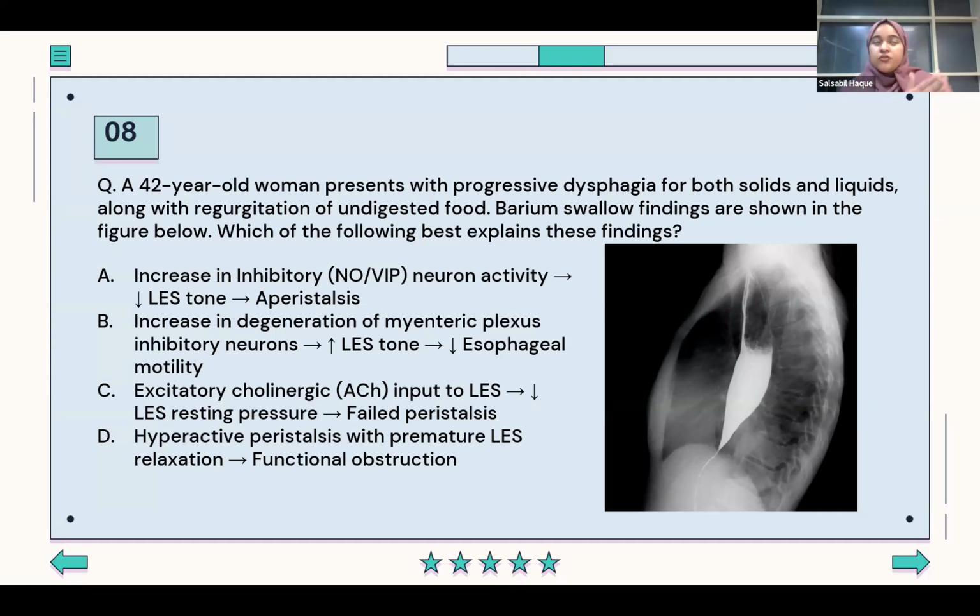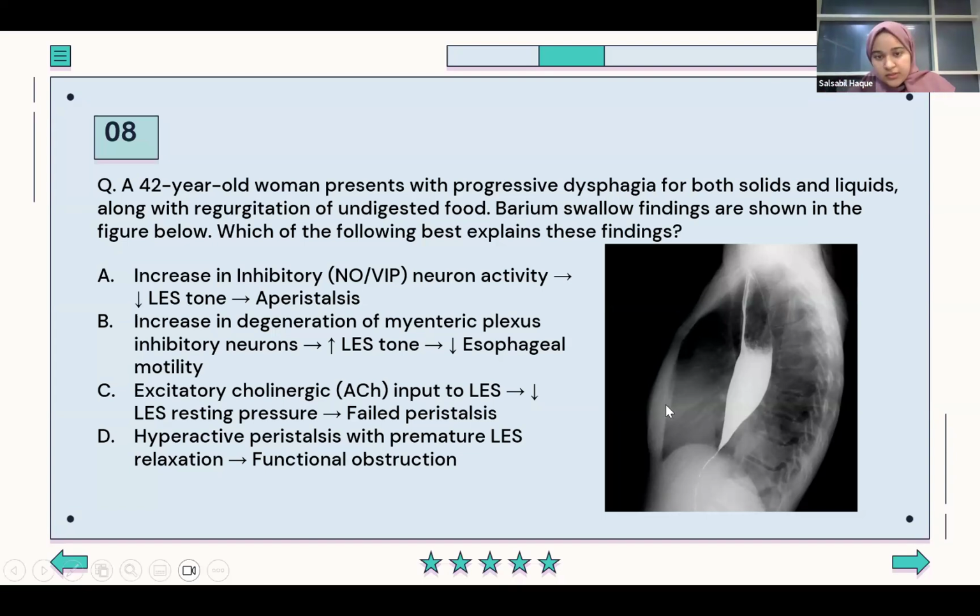So if you have loss of inhibitory neurons, this will cause more contraction, because inhibitory neurons result in relaxation, and excitatory neurons are what cause contraction. So in achalasia, loss of inhibitory neurons results in excessive contraction. As you can see here, the lower esophageal sphincter is so contracted that nothing is able to pass through. On barium swallow, you will see a bird beak appearance.